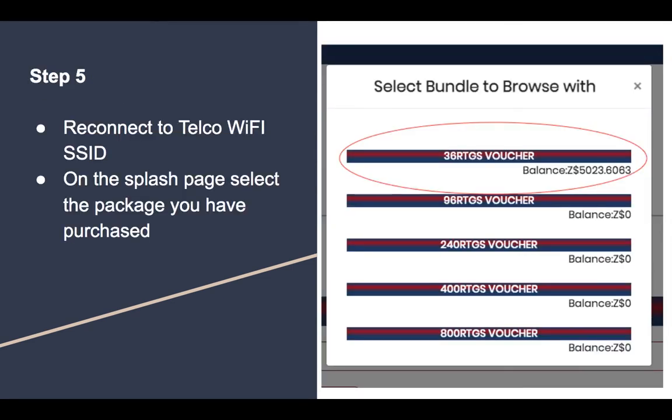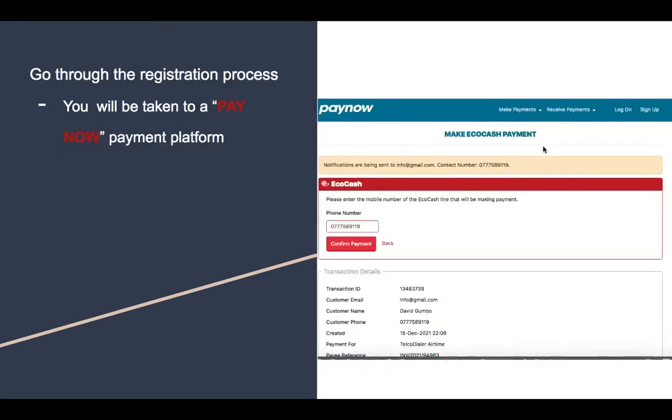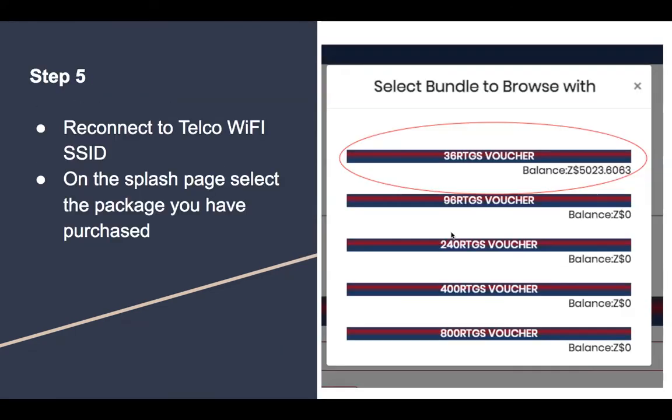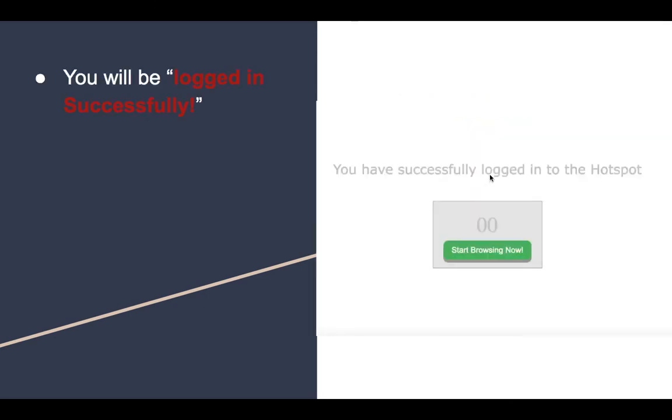Then the fifth step, when you are done with that registration and the payment, reconnect to the Wi-Fi, and go back to the splash page, select the bundles. So here, if you see what it says, start browsing with bundle, if you click there, it will take you to this part here. Then you select the bundle that you have got credit on, as you can see the balance there. The moment you do that, it's going to let you in, and there you are starting to browse, right?